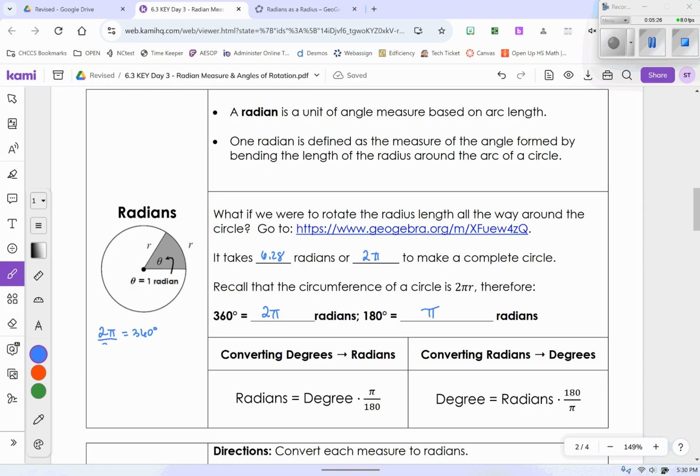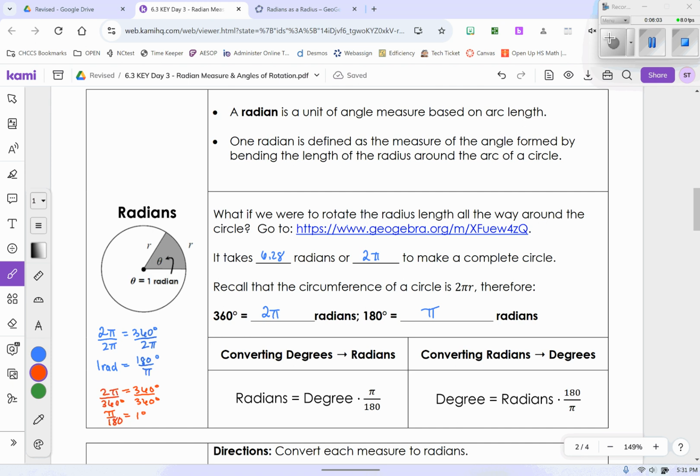So let's say I wanted to figure out what 1 radian was. If I wanted to figure out 1 radian, I would divide both sides by 2 pi. So 1 radian is equal to 360 over 2 pi, which is 180 over pi degrees, right? And vice versa, if we had 2 pi equals 360 degrees and we want to figure out 1 degree, I divide by 360 and we get 2 pi over 360, which is pi over 180 equals 1 degree. So pi over 180 radians equals 1 degree. So that's where we get our conversions from.